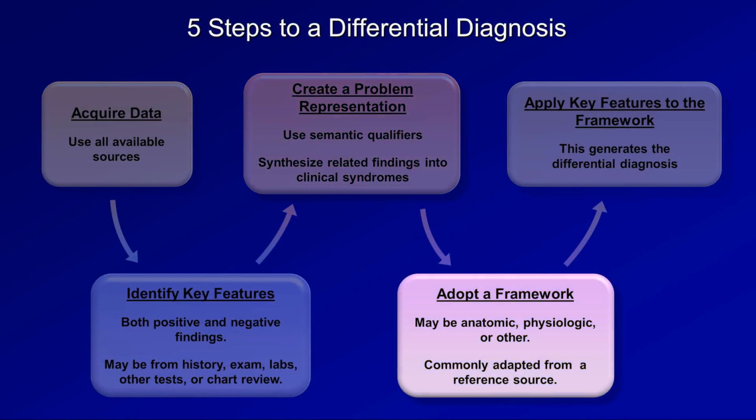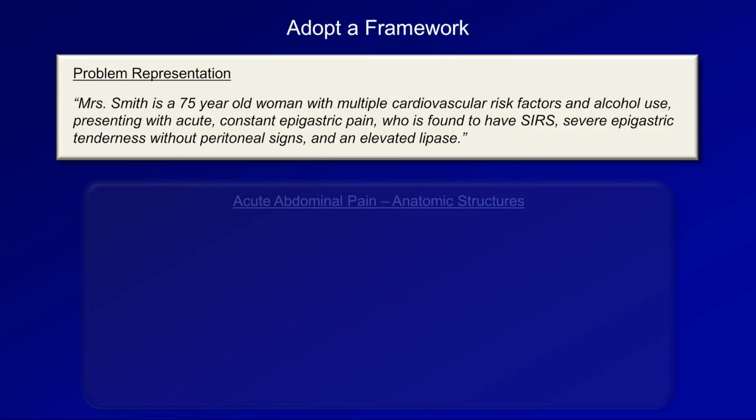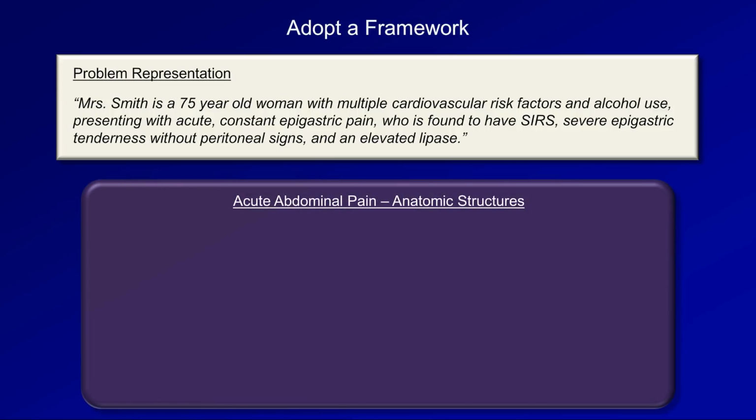So now step 4, adopt a framework. As I discussed in part 1 of this video series, no problem representation has only one correct framework. The organization of a particular framework may just appeal more to some people than others. In general, when the primary problem is some form of abdominal pain, most people find an anatomic framework works best, particularly one which subdivides the abdomen into quadrants or regions in which a disease of a specific organ is listed within the region under which it lies.